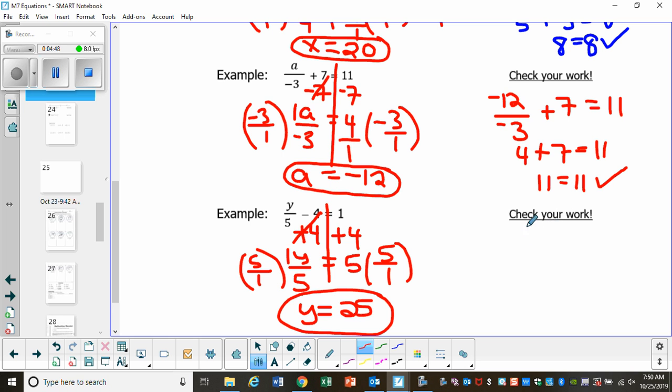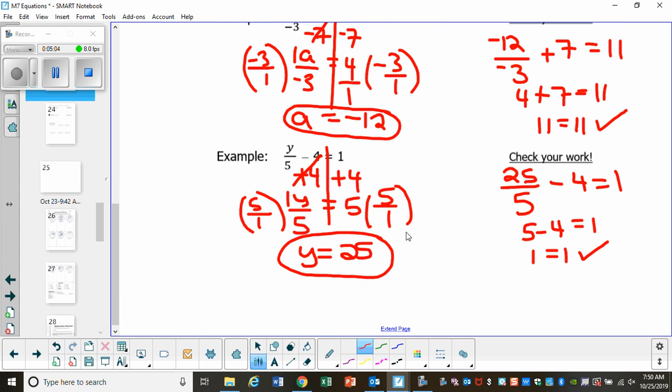Again, to check it, we're going to use substitution. Y is 25. Divide by 5. Subtract 4 second because of PEMDAS. 25 divided by 5 is 5. 5 minus 4 is in fact 1. So since 1 equals 1, we are in balance.